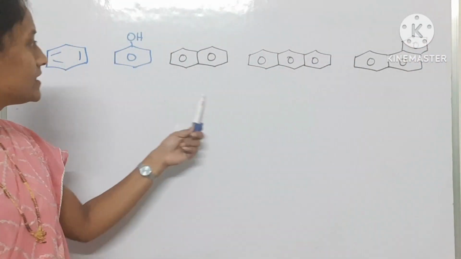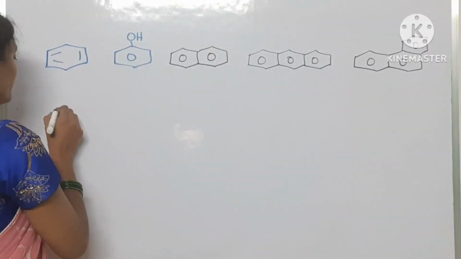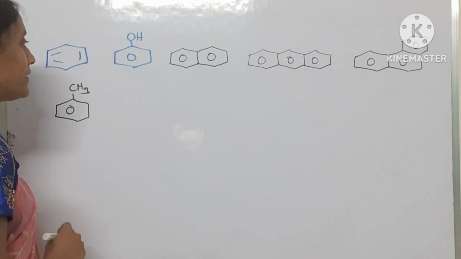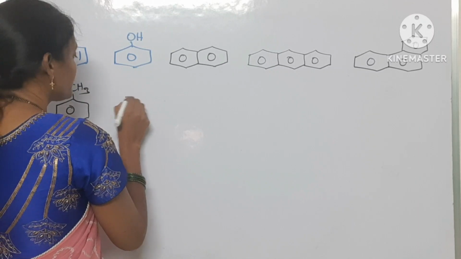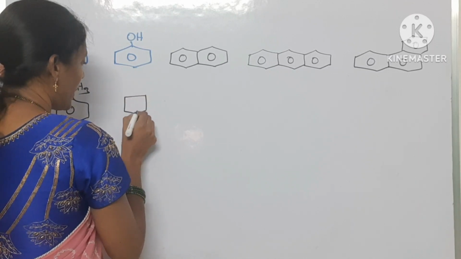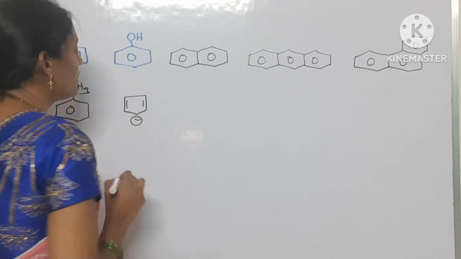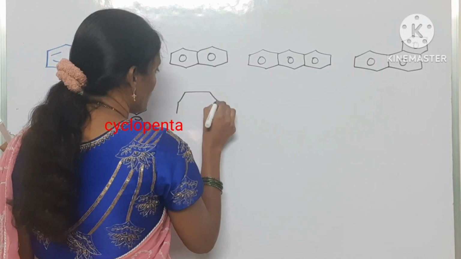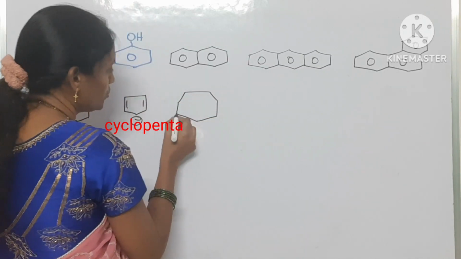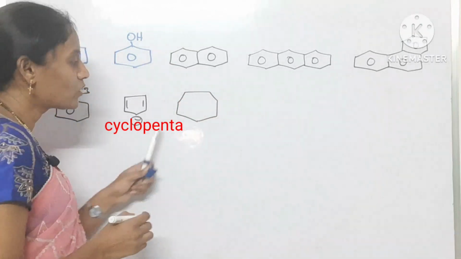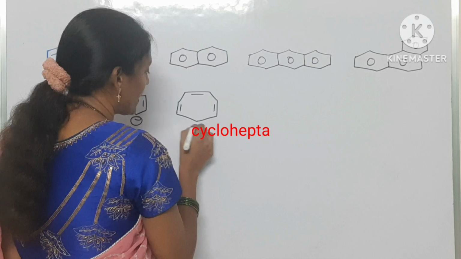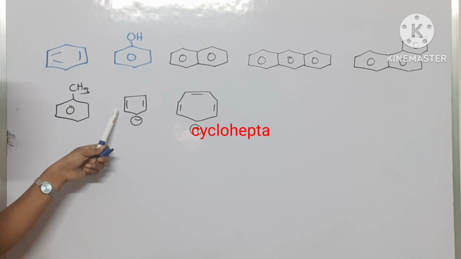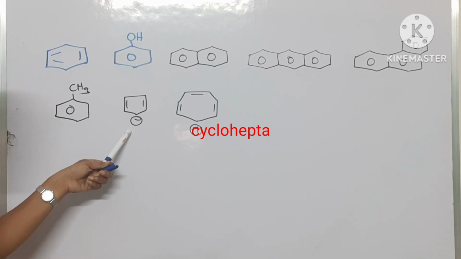All these have a benzene ring as their constituent, and a few other things you can also see. This is toluene, CH3 is the toluene. And next one, if you see, cyclohexadienyl anion. This is the cyclohexadienyl anion. Next, one more thing, see 1, 2, 3, 4, 5, 6, 7. Cycloheptatrienyl cation. This one. This is cyclopentadienyl anion.